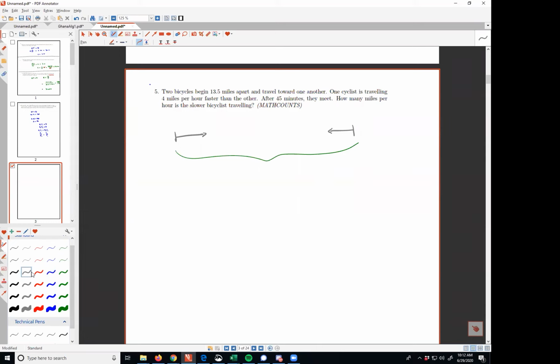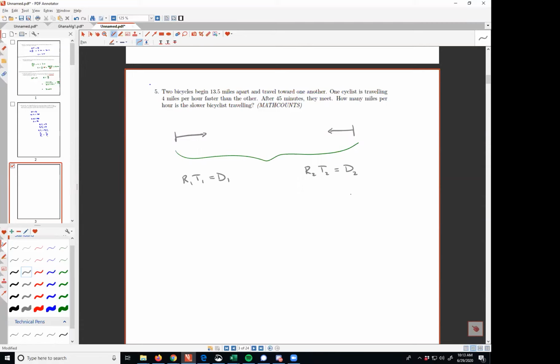Mr. Crawford, I think I have the answer. What do you get? I got 7 for the rates. 7 miles per hour. How'd you do that? So I made the rates a variable. I said that one cyclist is traveling at r plus 4 miles per hour, and another cyclist is traveling r miles per hour.